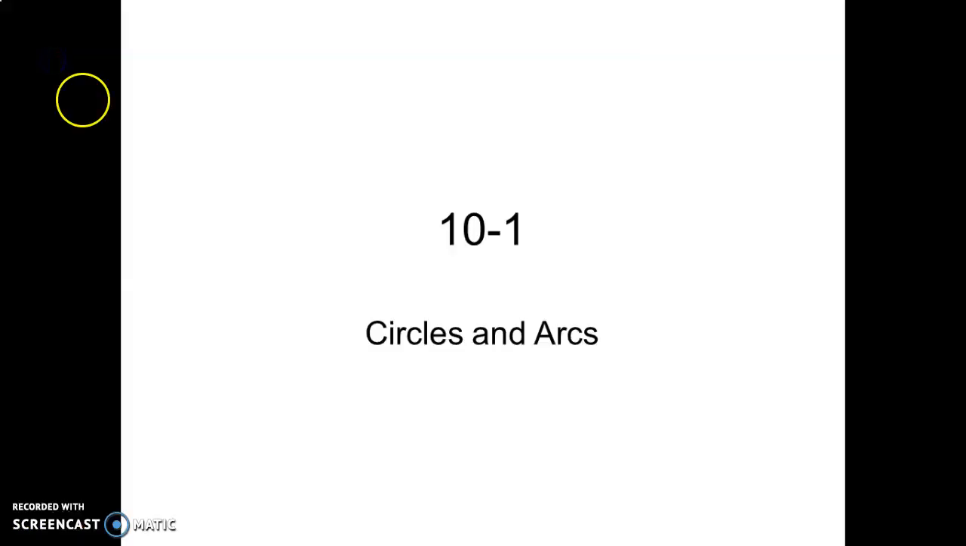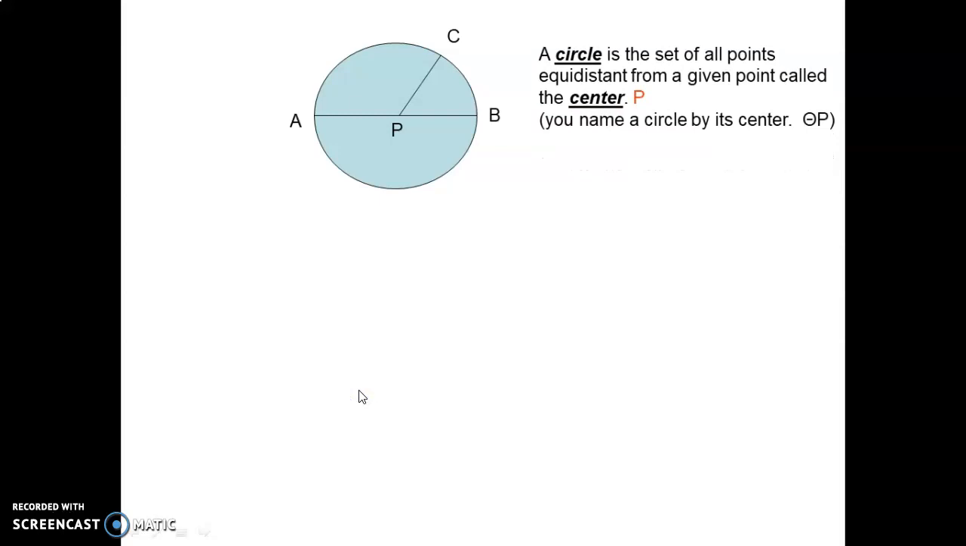Alright, so circles and arcs. Bunch of vocabulary words you guys should know. What a circle is. A circle is a bunch of points that are the same distance from a center. Okay, and if you see it, this right here shows you that's the center P. Alright, circles that have the same length radii are called congruent circles.